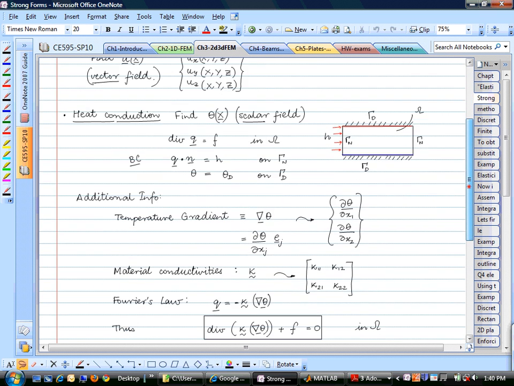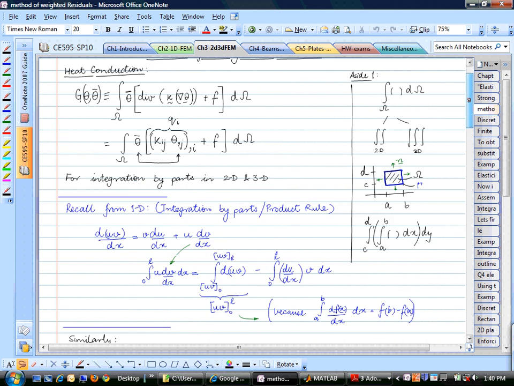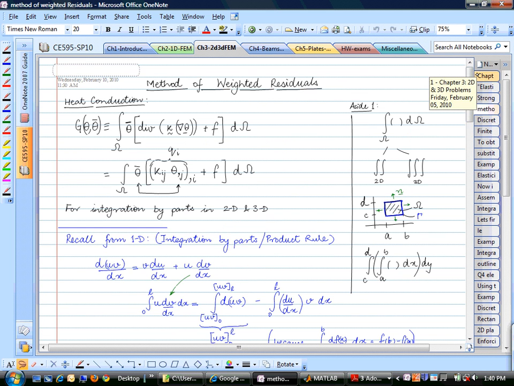And once again, to complete the problem, to complete the strong form, you need the governing equation and the boundary condition. And then after that, our method of weighted residuals is pretty straightforward, but you need to make sure that you can follow all these steps. If I give you a slightly different governing equation, you should be able to do integration by parts in 2 and 3 dimensions.